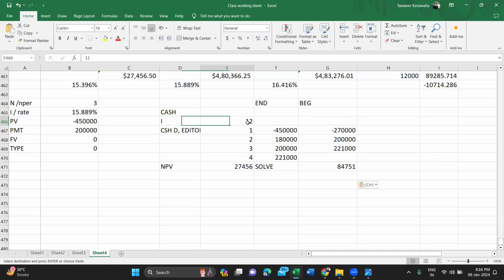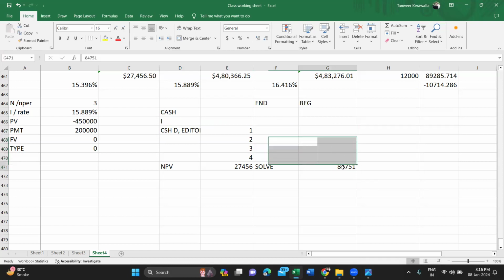So I'm just deleting this information which was already there from NPV, so I can rewrite it. I'll delete everything. Okay, so now we have this. First we'll do end mode, then we'll do beginning. So the cash function will be put. We enter the cash one. Then for I you enter zero, because we don't have I. We want to find out IRR, right?